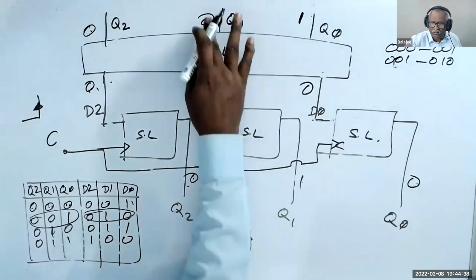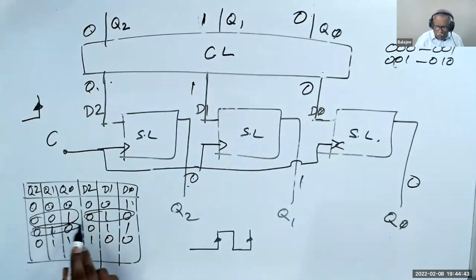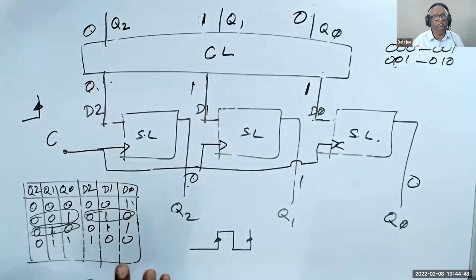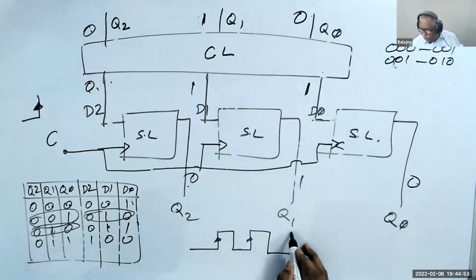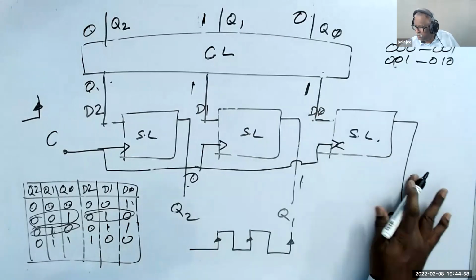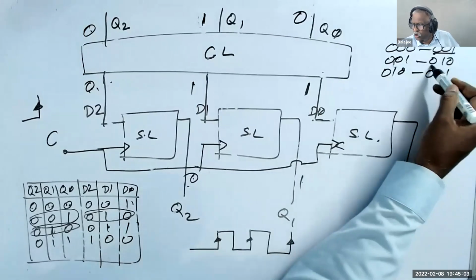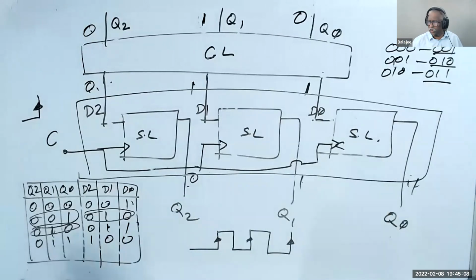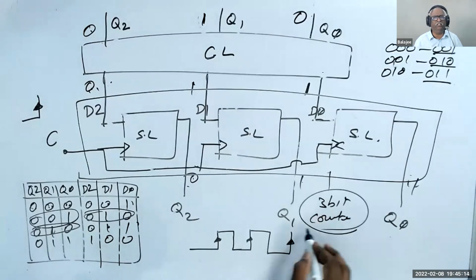Now this will go here, and 0, 1, 0 means the output is 0, 1, 1. Now it's a trick. This will not come out unless there's a next edge. When the next edge comes, this becomes 0, 0, 1. So 0, 1, 0 becomes 0, 1, 1. See here, 1, 2, 3. So this is called a 3-bit counter.